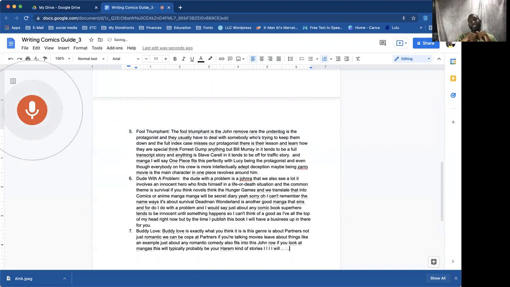I will also venture to say that a good example of this in manga will be Fullmetal Alchemist, which is a story about the Elric brothers. In comic books, the Fantastic Four will be a great example of this.